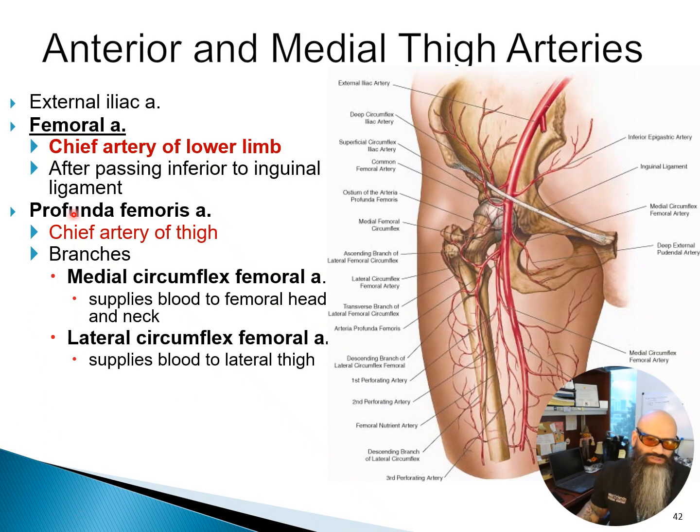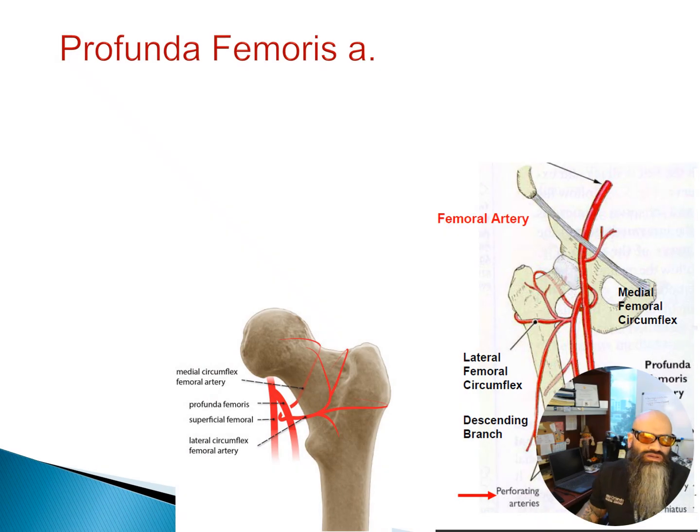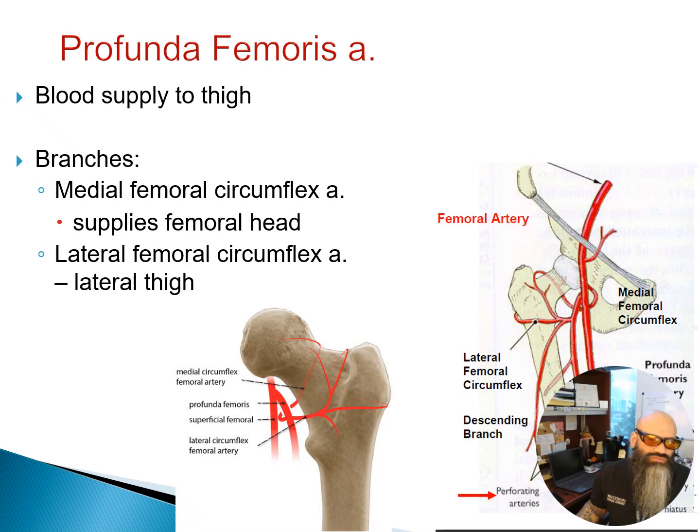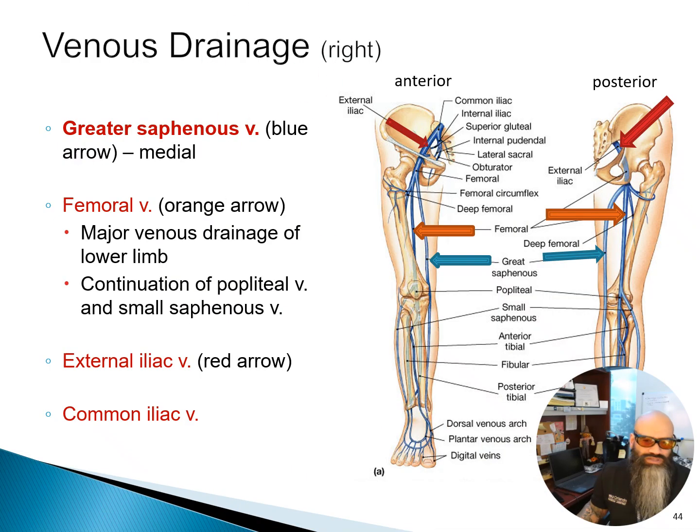Profunda femoris, yeah, nice to know, not going to ask anything like that. So basically, just know medial femoral circumflex artery plus femoral head. It branches off of the profunda femoris artery, but I'm not going to ask you that. Just know what the blood supply of the femoral head is. That's sufficient for clinical anatomy and examination skills.